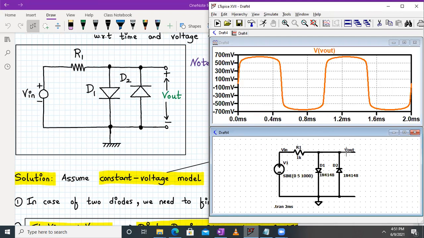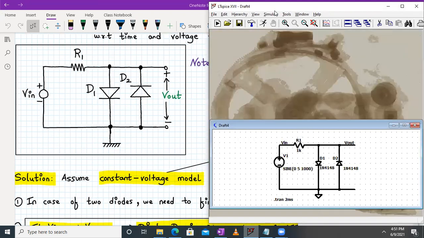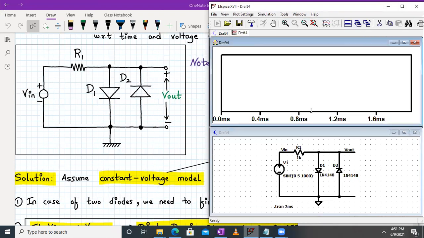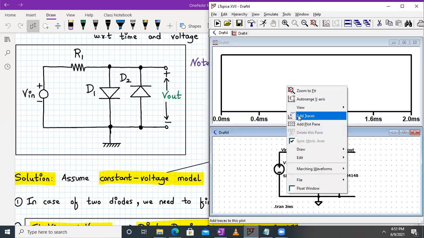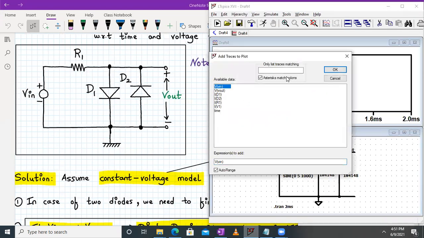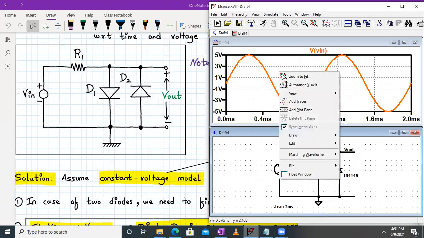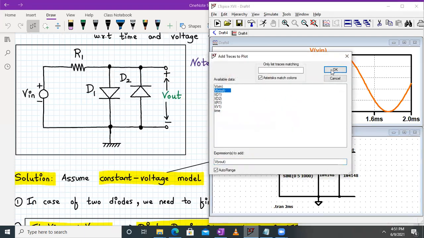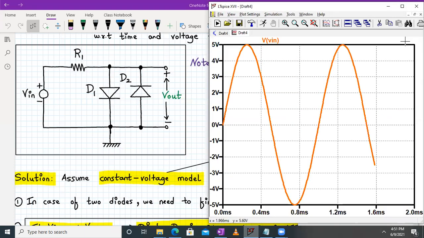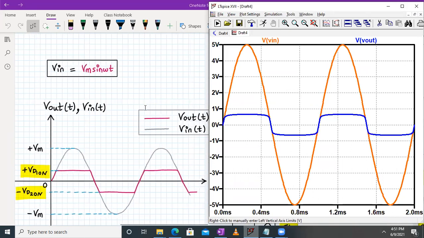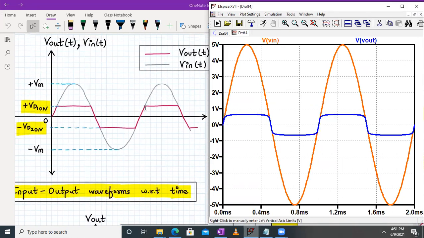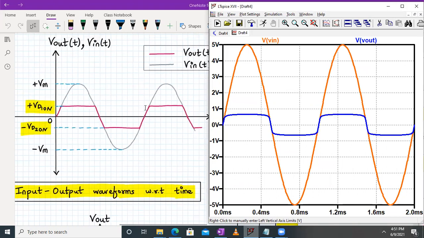And now we plot, first we'll plot the input. So I right click on this, add trace. First I'll plot the input. So this is my input, 5 volts peak value, that means 10 volts peak to peak, and this will be my output. Now let us check whether we are getting the same one. Yes, it's almost the same one.